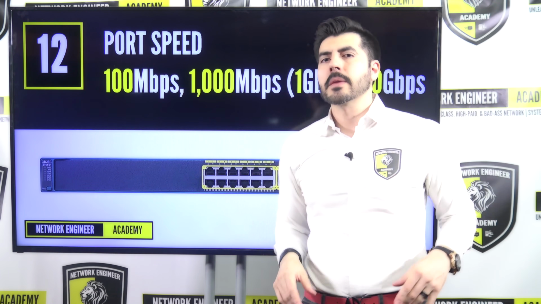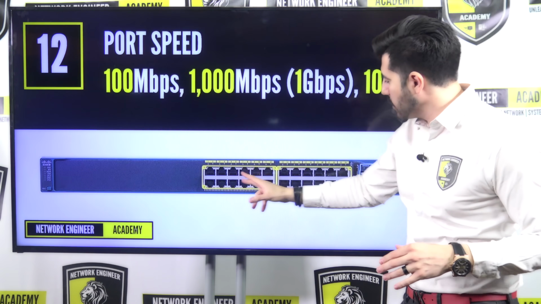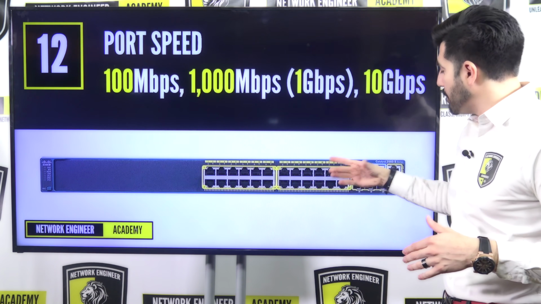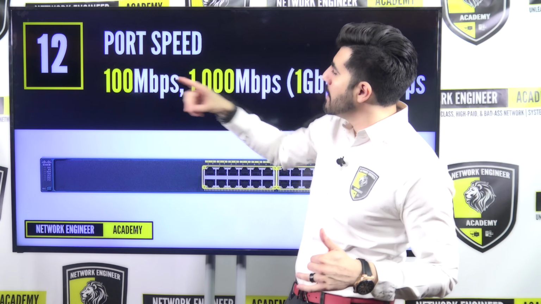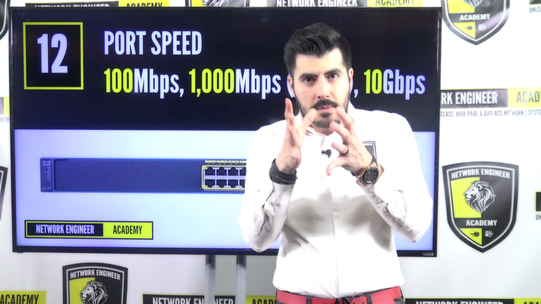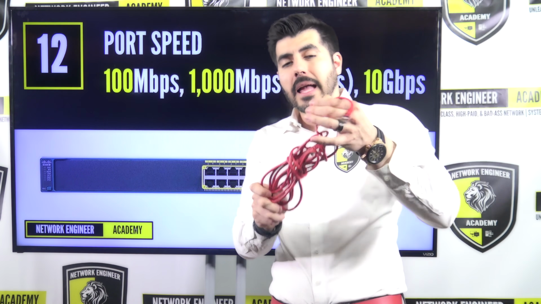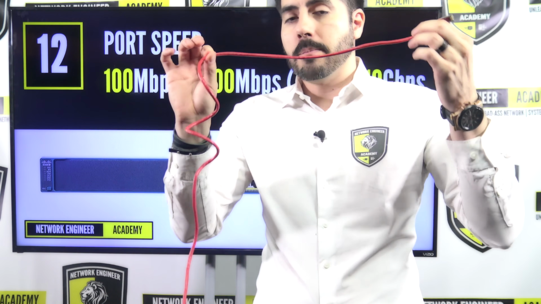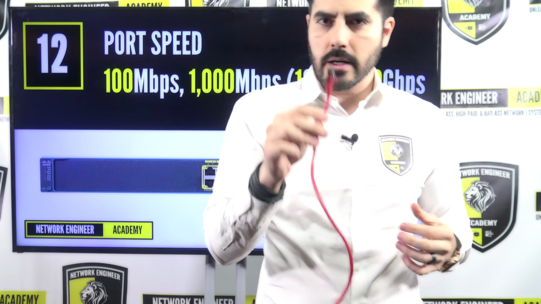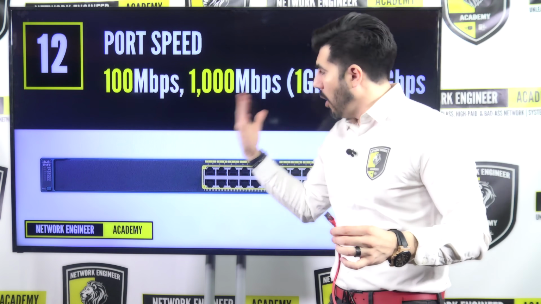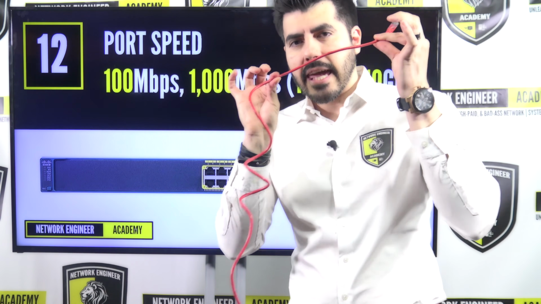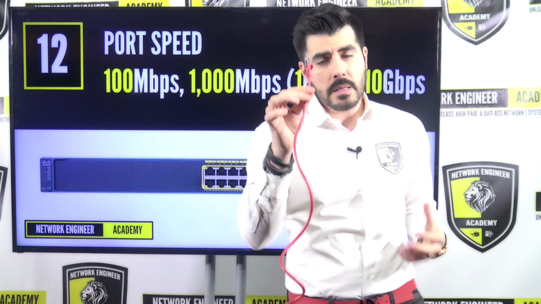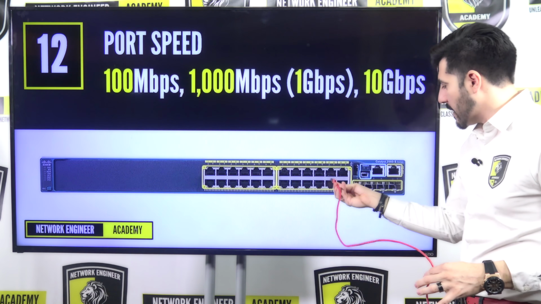Now, more likely like this one, right? We have 24 ports, and these 24 ports, based on that model, are 100 megabits per second. Now we have here a Cat6 cable. Depending on the category of the cable, it can go up to 100 megabits per second, or up to 1,000 megabits per second. And this is something that more likely you will plug into any of these 24 ports.